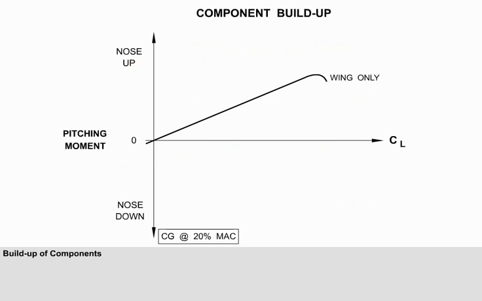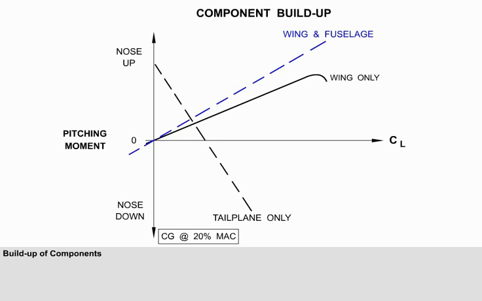The graph shows a typical build-up of components and their effect on longitudinal static stability. The wing is destabilizing. The wing and the fuselage together are even more destabilizing. The tailplane contribution is very stabilizing. And when we consider everything together, the aeroplane has the required degree of longitudinal static stability.